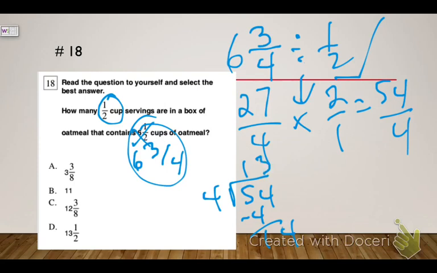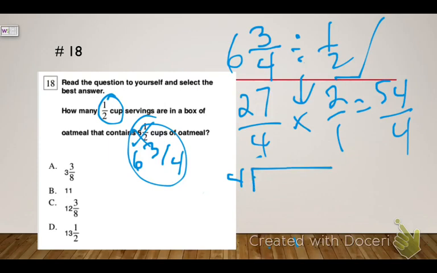4 into 5 goes once. 1 times 4 is 4. Subtract. 5 minus 4 is 1. Drop the 4. 4 goes into 14 3 times. And I'm sorry, kids. Like you, I am tired as well of writing all this down. But for those of us who did really well, I did not want to take their time from doing some other things. So that's what we get.